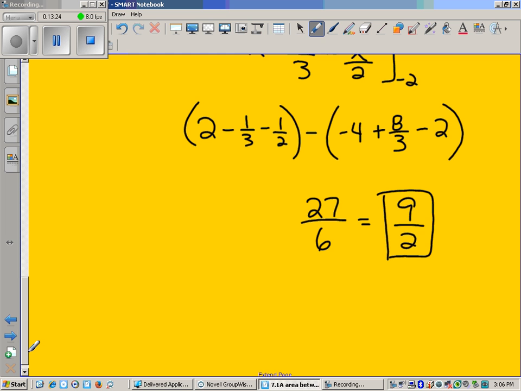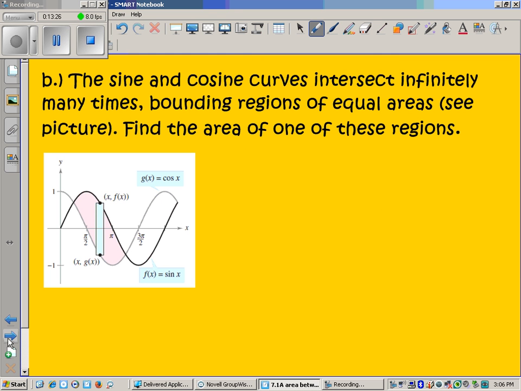Let's do another one. Let's do a trig one. Here's our last example, example number 2b. It says the sine and the cosine curves intersect infinitely many times. If I were to keep going with my sine and my cosine, they intersect a whole bunch of times, found in regions of equal area, right? So every time they intersect, the areas in between the intersections should be equal. So if you look at the picture, find the area of one of these regions.